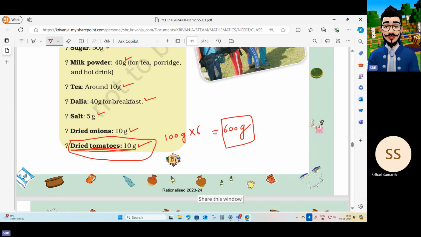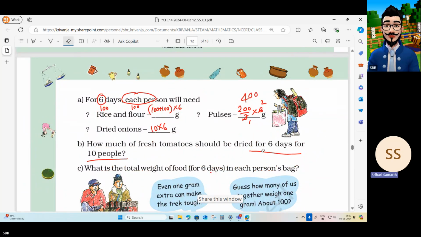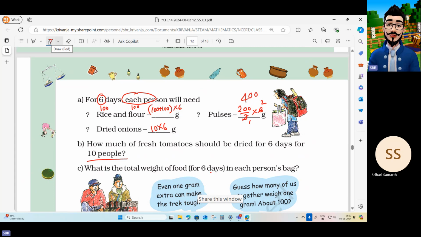Now, what is the answer they are looking for? They are looking for the fresh tomatoes. If you are stuck, use my approach, the tabular approach. So many grams of fresh tomatoes will become dried. So I want so many grams of dried tomatoes. So how much fresh tomatoes do I need? Use all the techniques that I taught you.